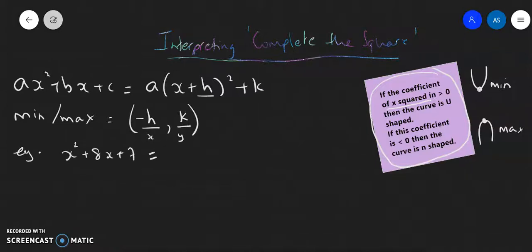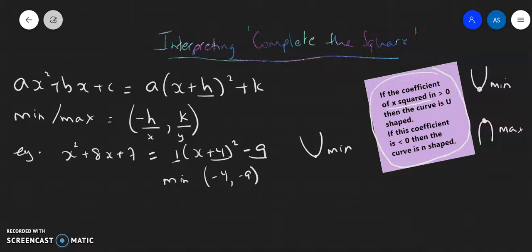So say for example I have this sum. When I complete the square, I'm going to get this. This simply means that since my a is 1, it's a minimum point, and my minimum point is going to be this, minus 4, minus 9, because I'm taking this value and this value, but in the 4, I'm going to change it to a minus.